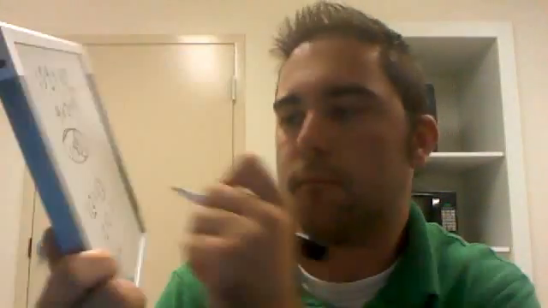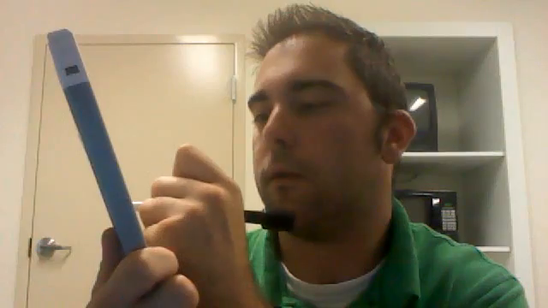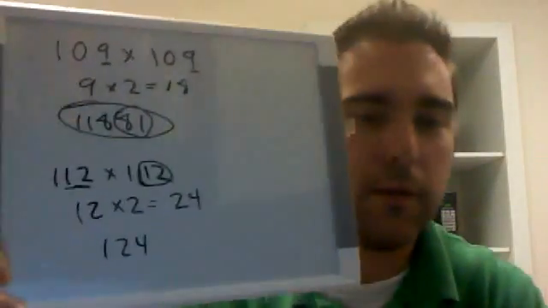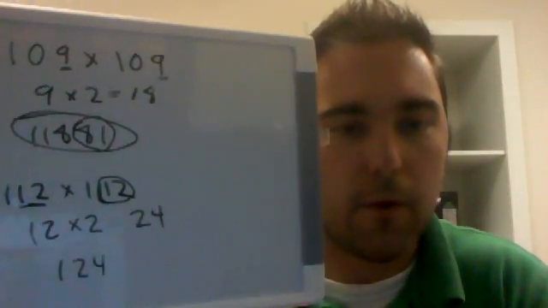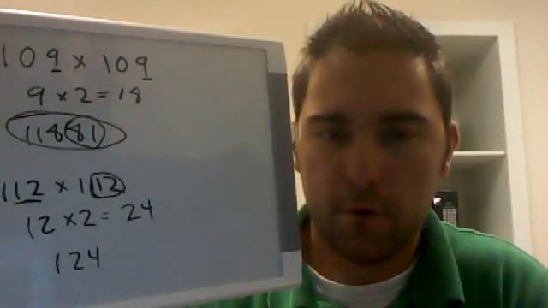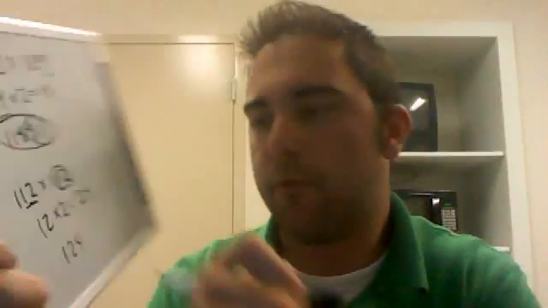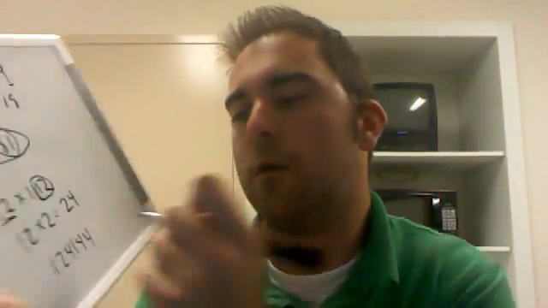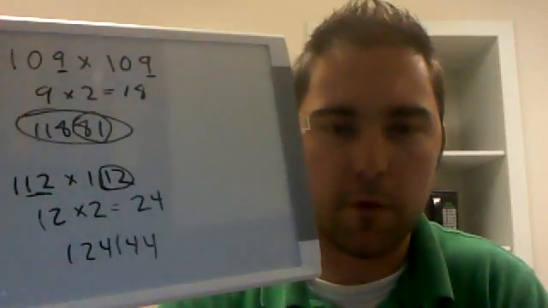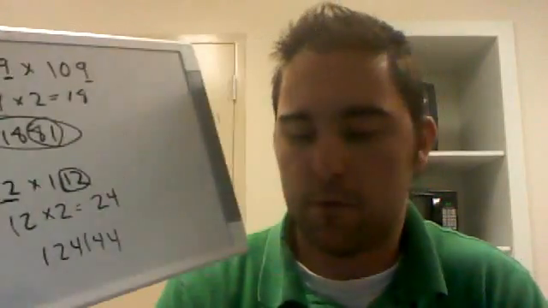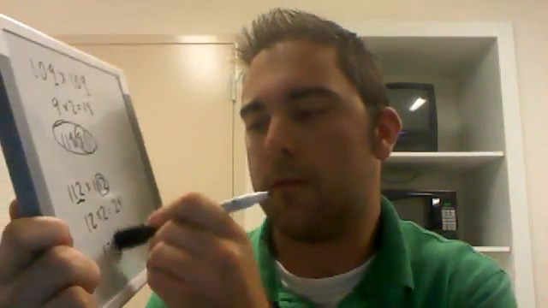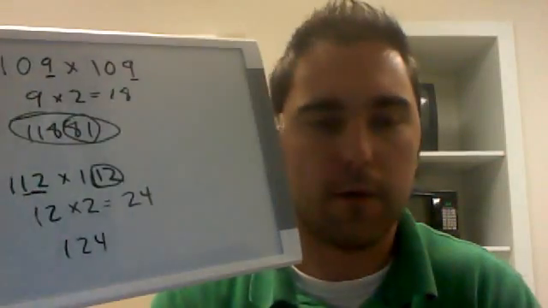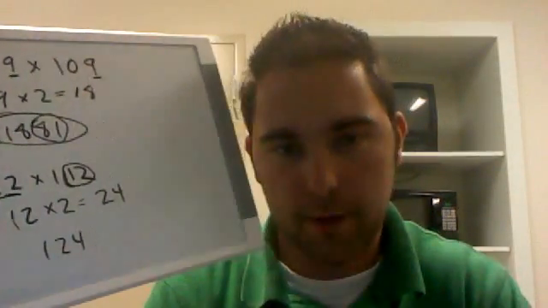And I wrote over my 1. Sorry about that. It just looks terrible, but you get the idea. 112. Well, 12 squared is 144. But if we try to add 144, we get 124,144. So that's not right. What we do, though, is we carry down our last two digits.